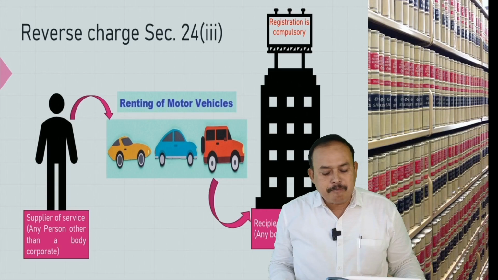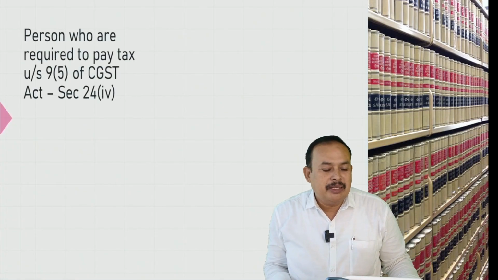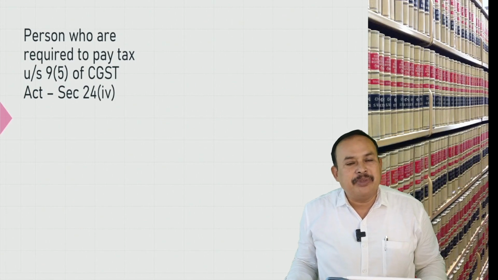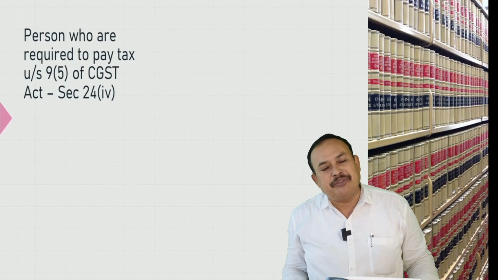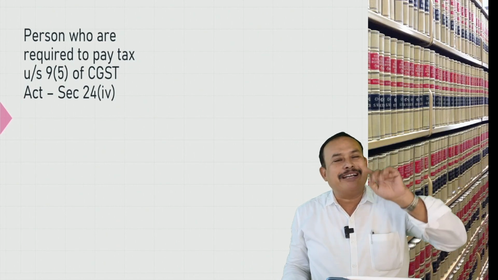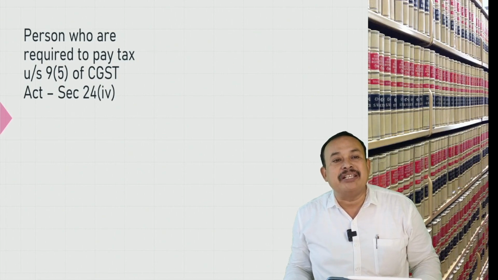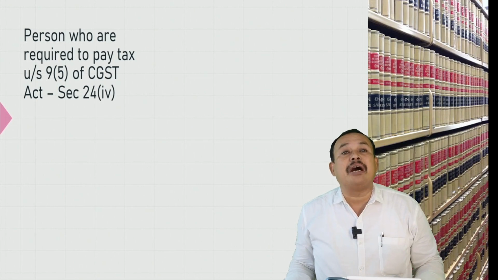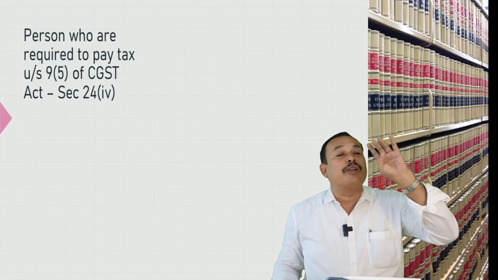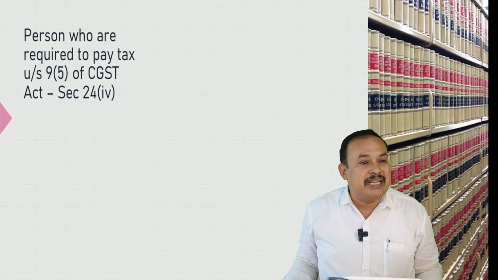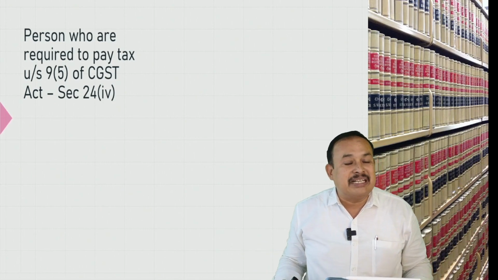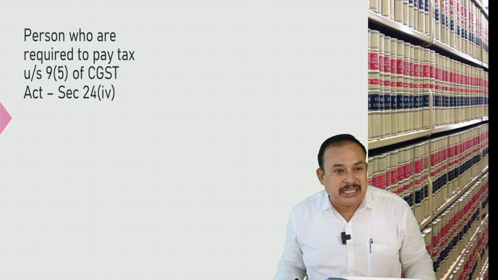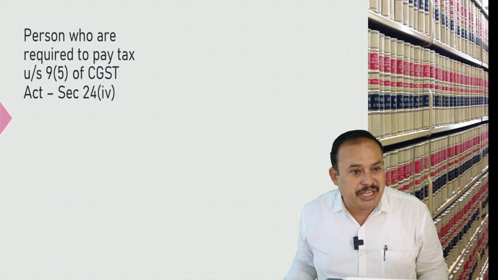Further, look here. Persons who are required to pay tax under section 9(5). Dear friends, if you refer to section 9(5), there are broadly 4 categories of persons required to go for registration. Listen carefully. Section 9, subsection 5, where the e-commerce operator is liable to pay tax in 4 cases. 1, radio taxi services or omnibus services or any motor vehicle services provided through an e-commerce operator. The e-commerce operator only is liable to pay GST.